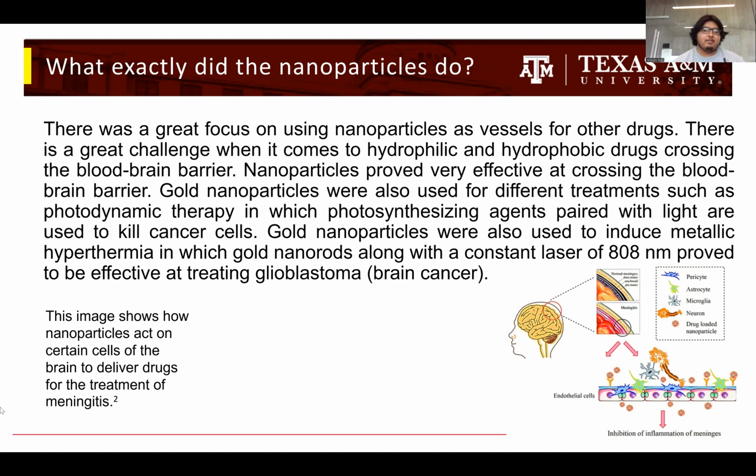This image shows how nanoparticles act on certain cells of the brain to deliver drugs for the treatment of meningitis. Explain the picture.